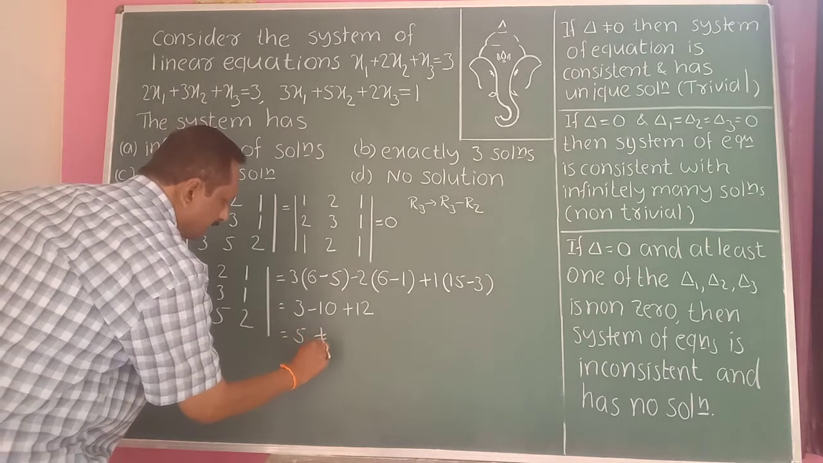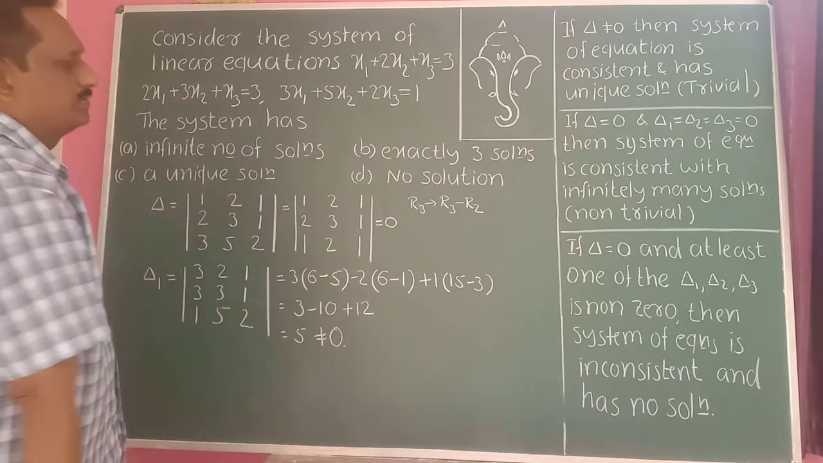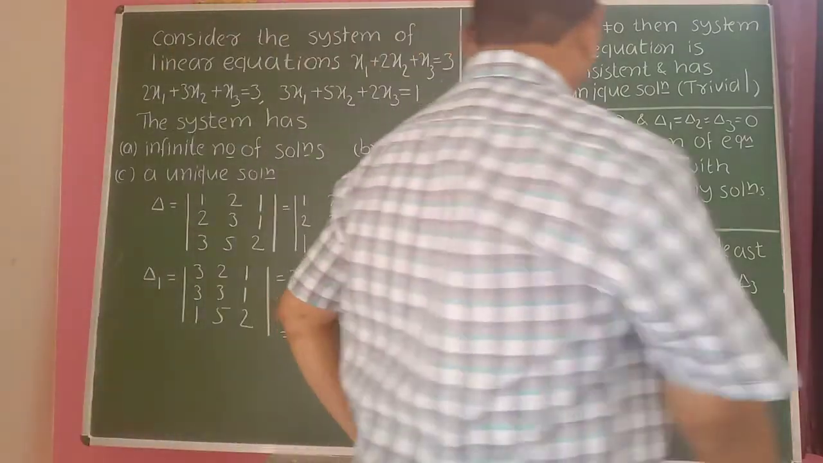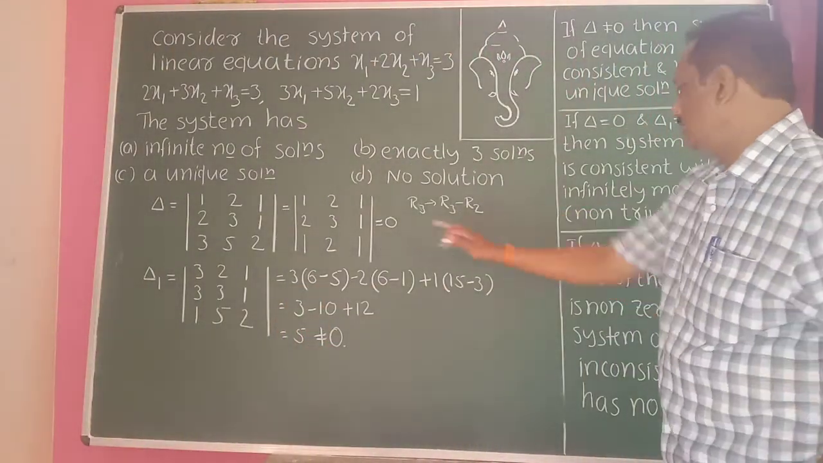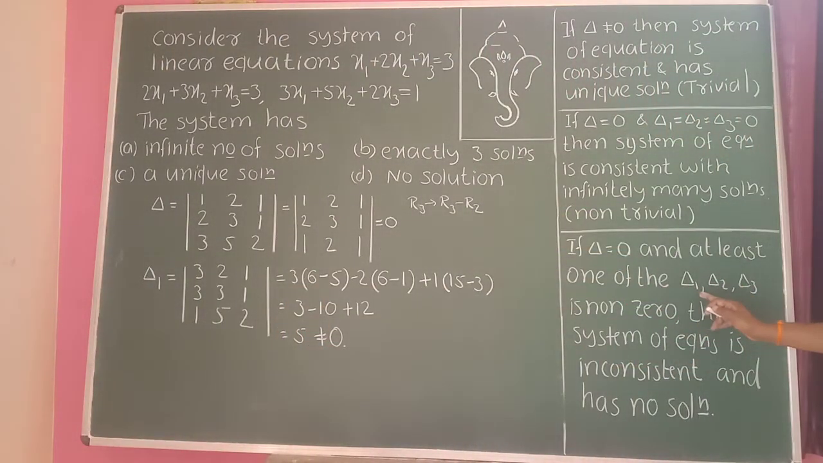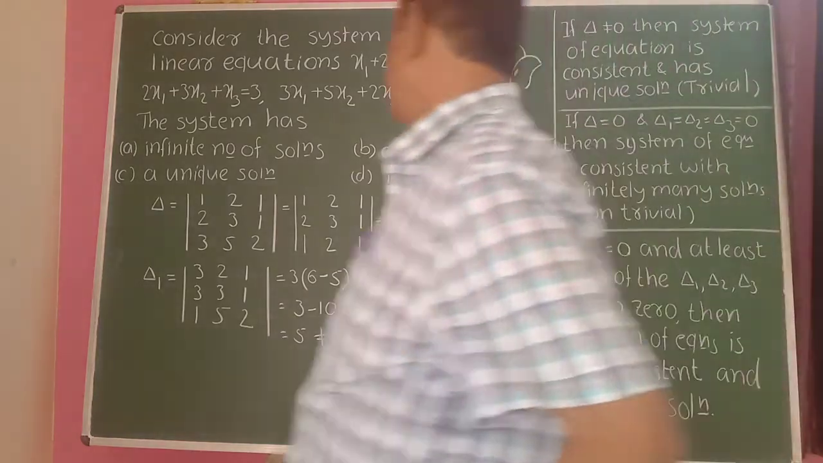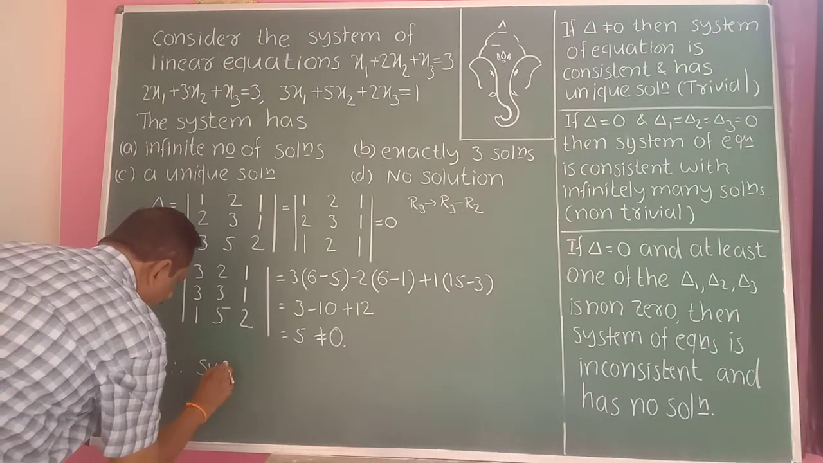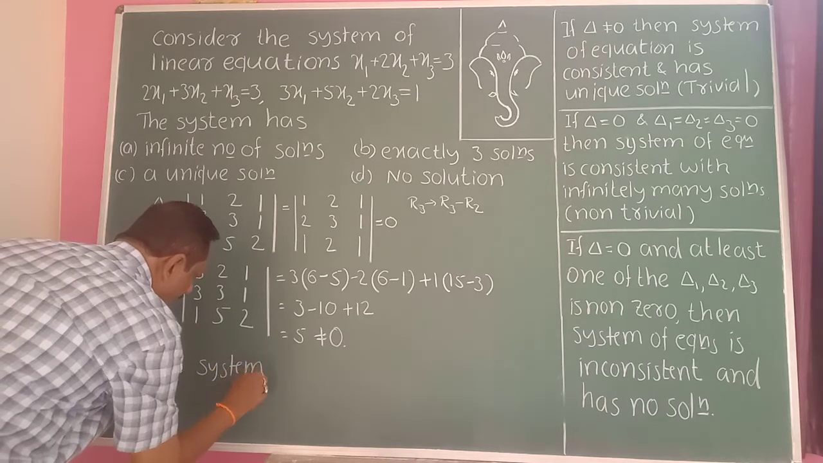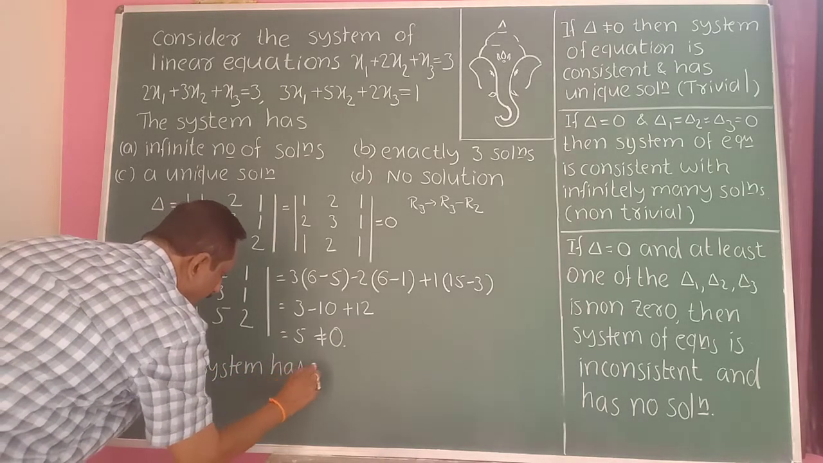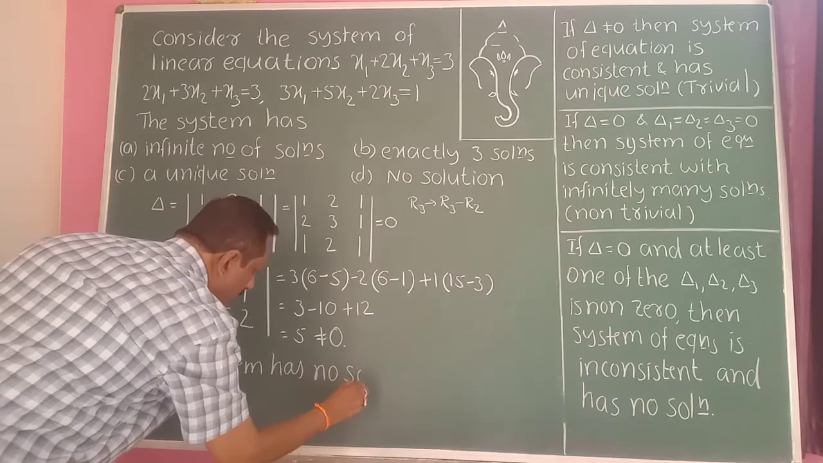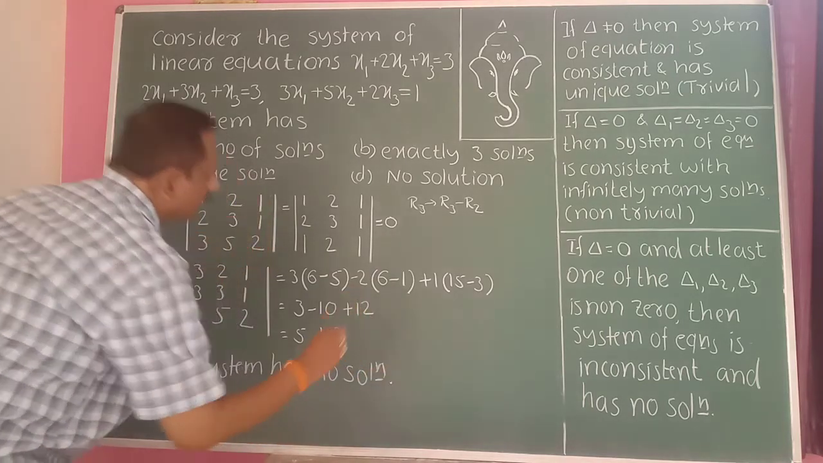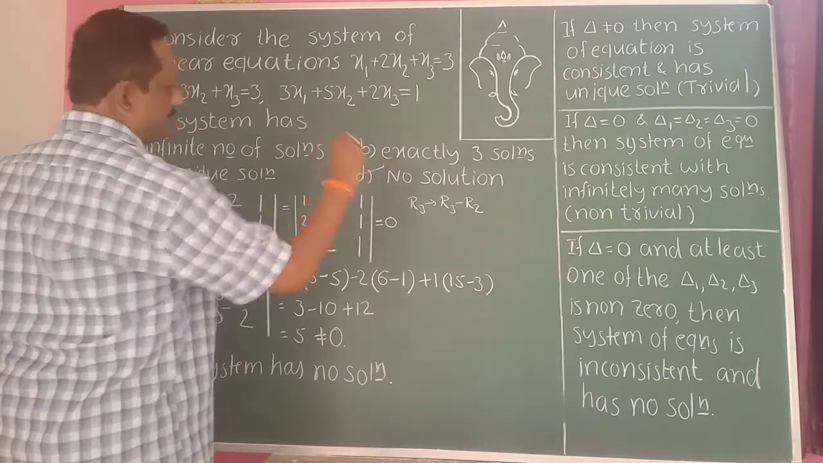Then obviously this is not equal to 0. Therefore, delta is 0, and at least one of delta 1, delta 2, delta 3 is non-zero. So it is not 0. Therefore, the system has no solution here. Therefore, the fourth option is correct.